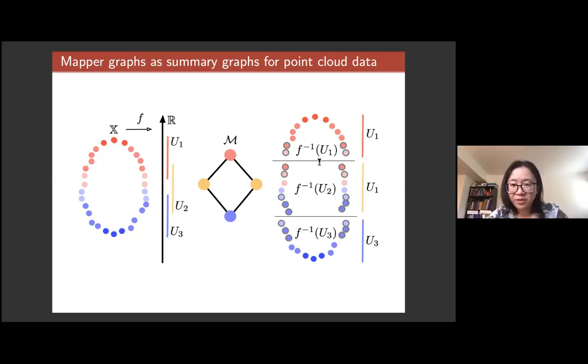If you look at the picture on the right, this is a more detailed picture of the inverse image from each interval. And again, there is a connection between two clusters. So now each cluster is represented by a node in my mapper graph. And then there is overlap. If the clusters have overlap, there's an edge between them. So if I replace my underlying space by a point cloud, I can also apply the mapper construction to obtain a skeleton representation, which is the picture in the middle. And again, it captures the loopy structure from the underlying point cloud.